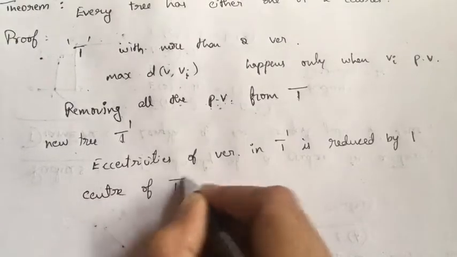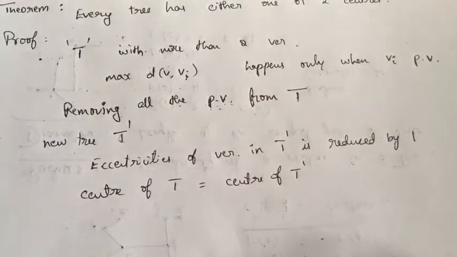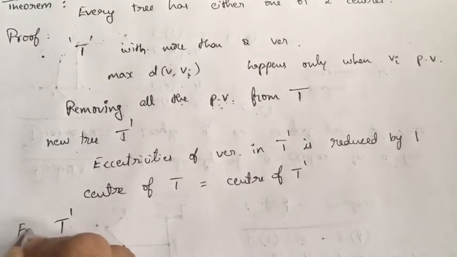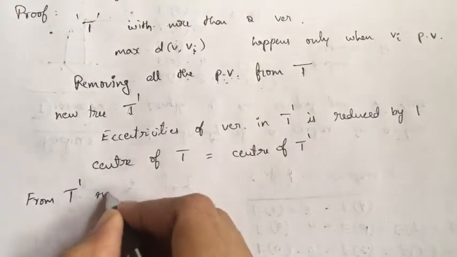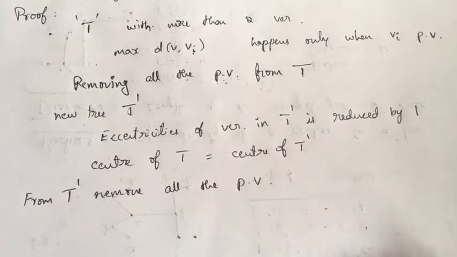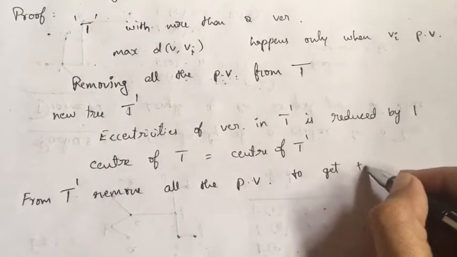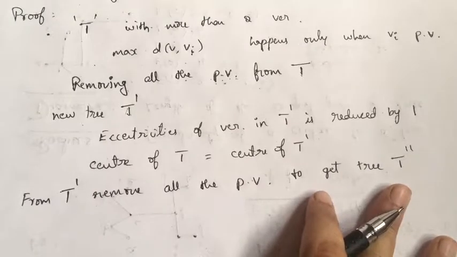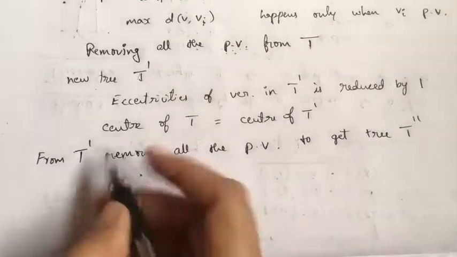The center of T is the same as the center of T dash. It will not change. So from T dash, again I am removing all the pendant vertices to get a new tree, say T double dash. I'll continue this process until I'm left with either a vertex or an edge.